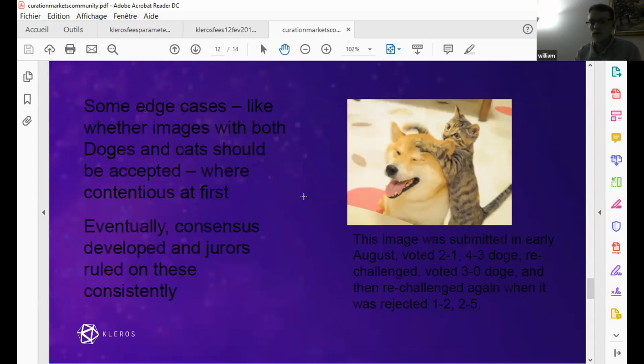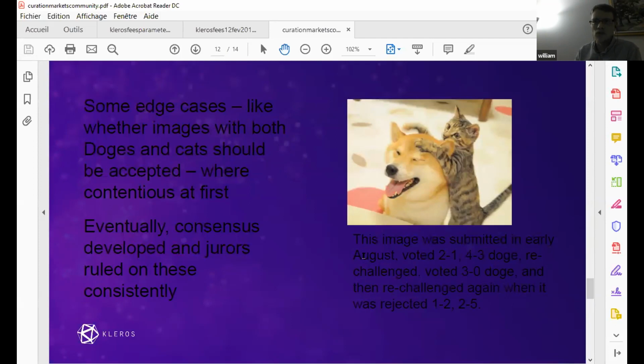So there was some contention among the juror community whether images like this should be on the list. At first, there were some pretty disputed votes. Most of them got through, but then over time they got fewer and fewer votes saying that yes, this is a Doge, and eventually they were all rejected unanimously.